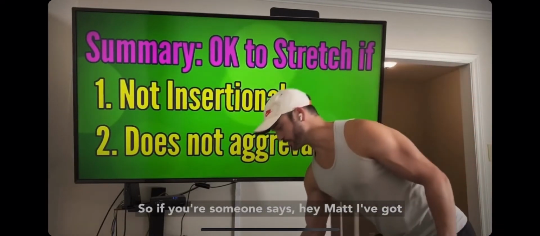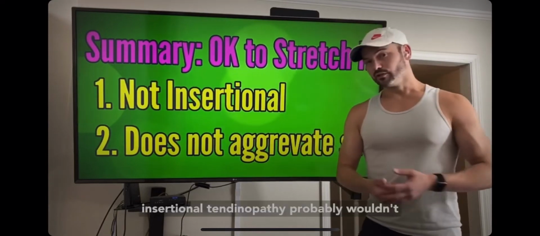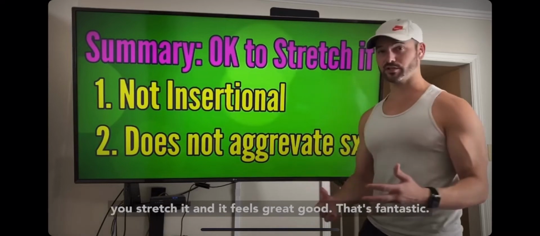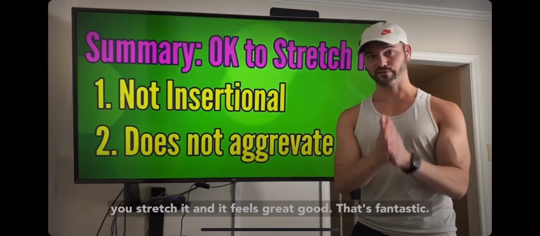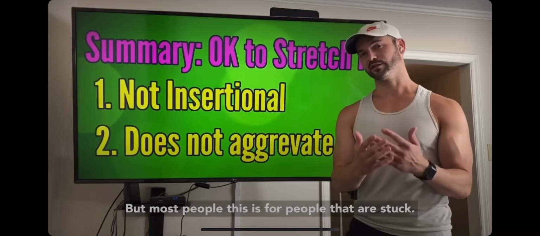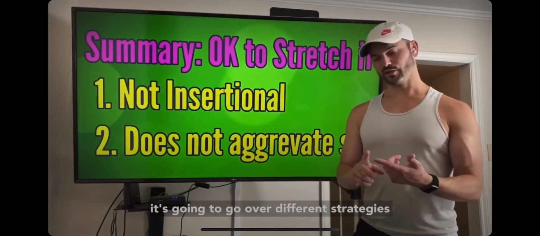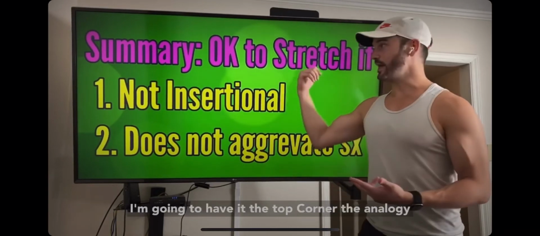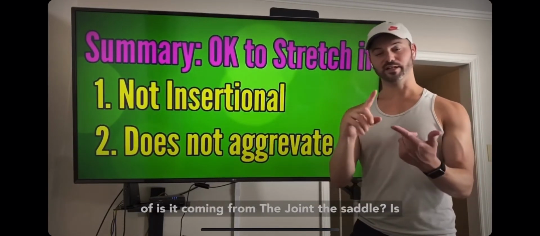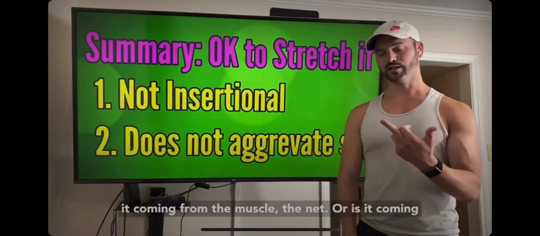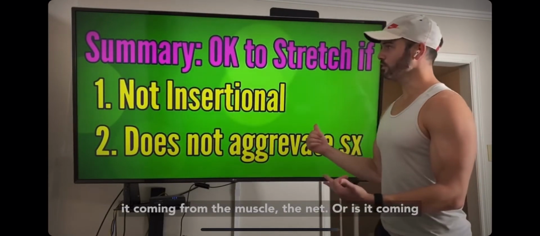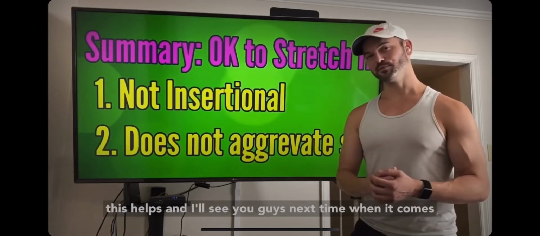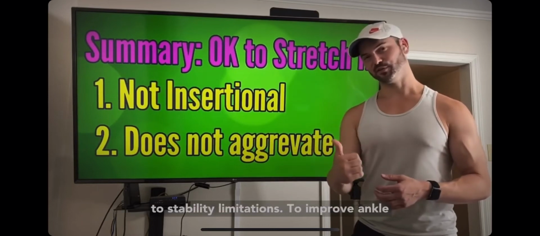So if you're someone that says, hey Matt, I've got insertional Achilles tendinopathy, you probably wouldn't be watching this far in if you did. But if you stretch it and it feels great, good, that's fantastic. But most people, this is for people that are stuck. So I'm gonna go ahead and let this play through, and it's gonna go over different strategies for improving ankle dorsiflexion range of motion. I'm gonna have at the top corner the analogy of, is it coming from the joint, the saddle? Is it coming from the muscle, the net? Or is it coming from the actual Achilles tendon itself? Hope this helps, and I'll see you guys next time when it comes to stability limitations.